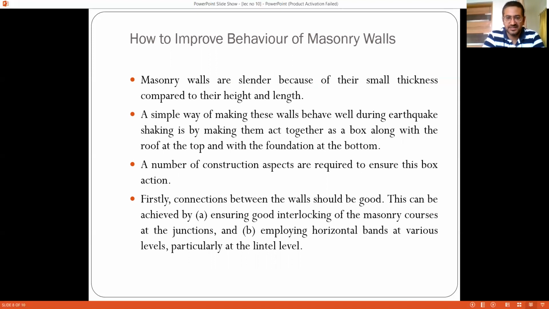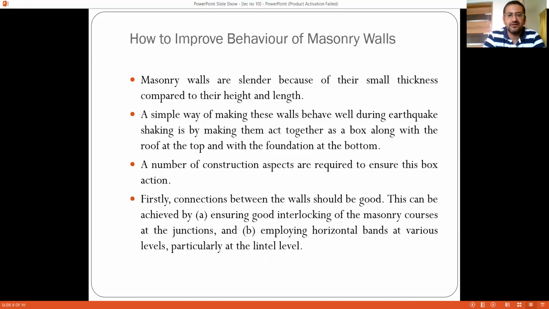That we all agree, because as I said, the minimum thickness of the wall that we see in the present era is 115 mm, and in regular construction we see that either the thickness is 230 mm maximum, or sometimes it may be 350 mm. So it is very much less as compared to its height and length, because the height of the wall is usually 3 meters, and length depends on the plan.